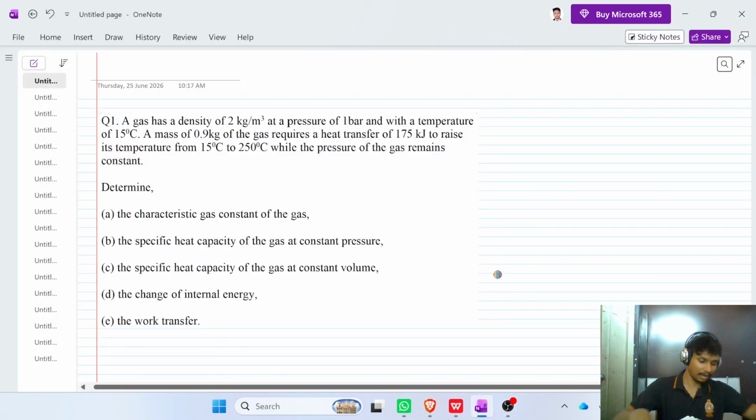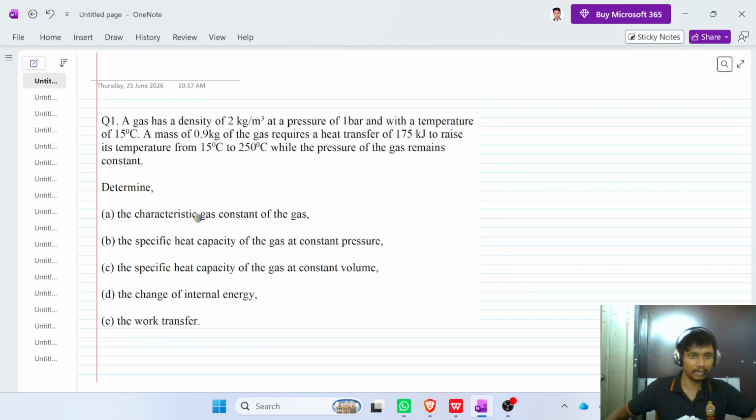Okay, welcome back. Now we can move to the next question. Question number one. We all did Kuppi class part one, and we have already discussed the part A question. Now we are moving to the B question. The B question is the specific heat capacity. We have to find the specific heat capacity of the gas at constant pressure.